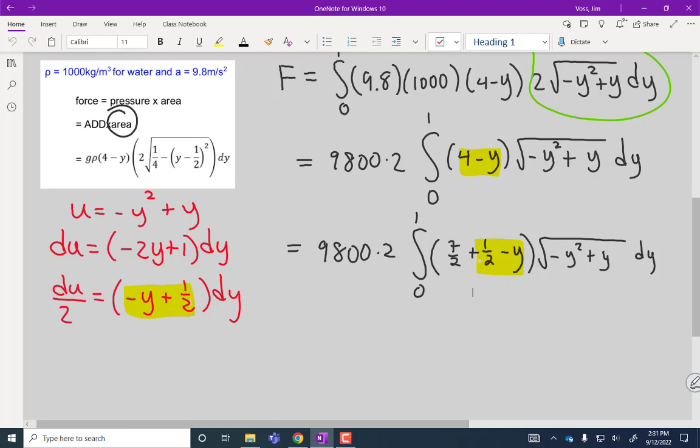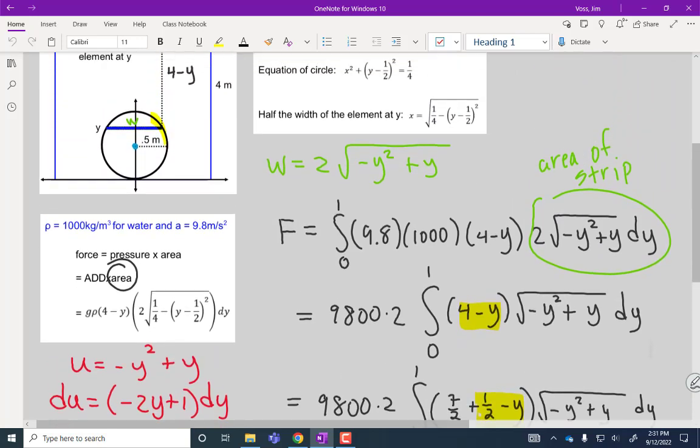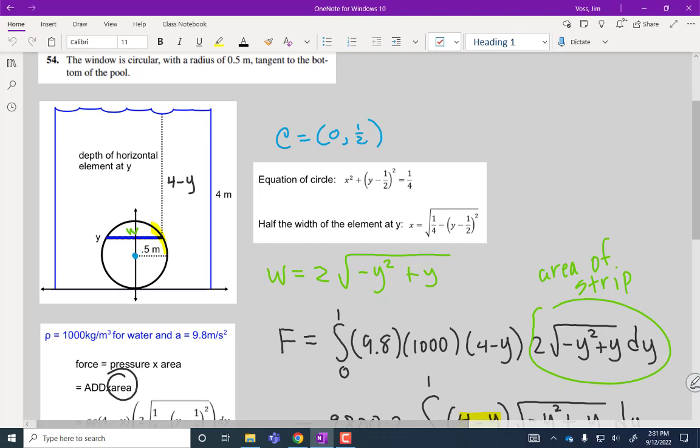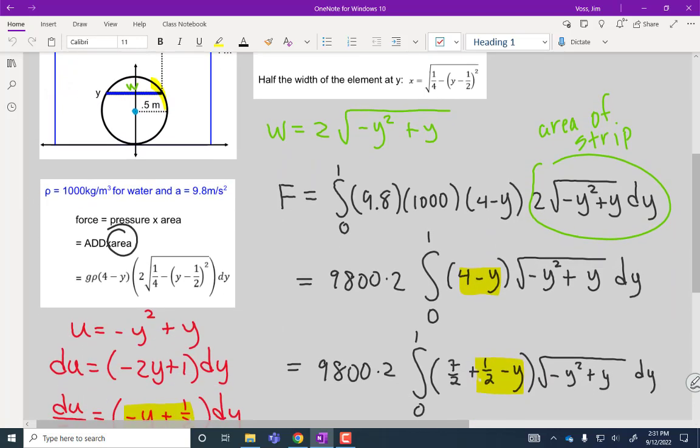Our last problem in 6.7 is a doozy. Let's just go back to the beginning, because it feels like it was forever ago that we were doing force on a wall. So in this example, we're doing the force on a window. Little circular window at the bottom of a pool, 4 meters deep. And our acronym for finding force is ADD area. So we want to use ADD area. A is acceleration, D is density, D is depth, or distance from the surface.